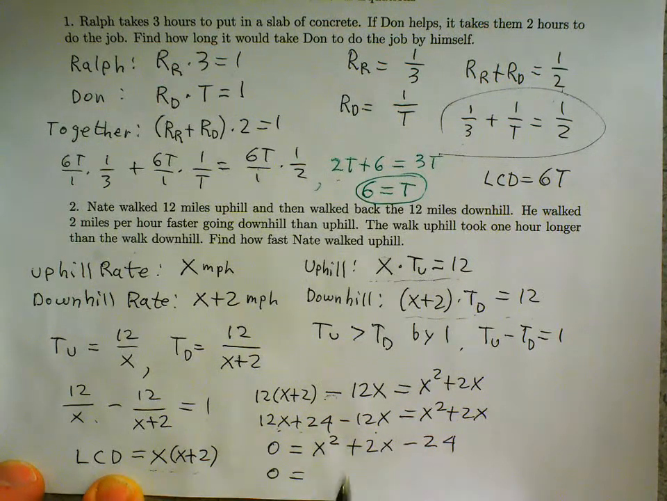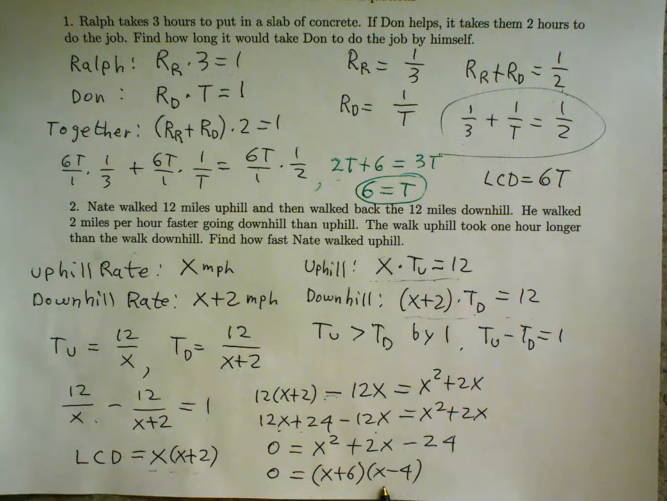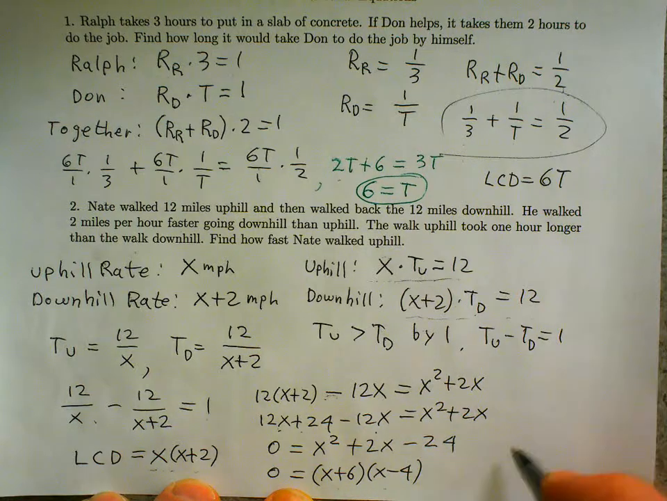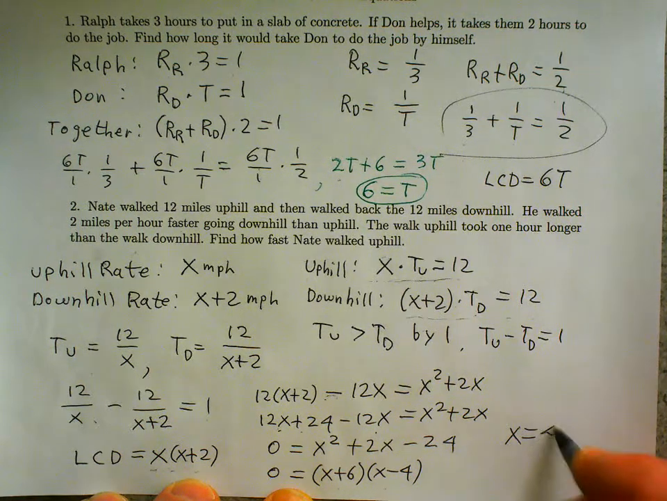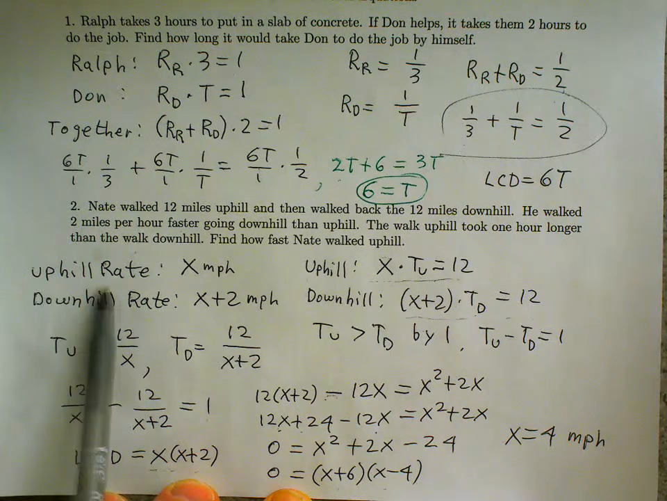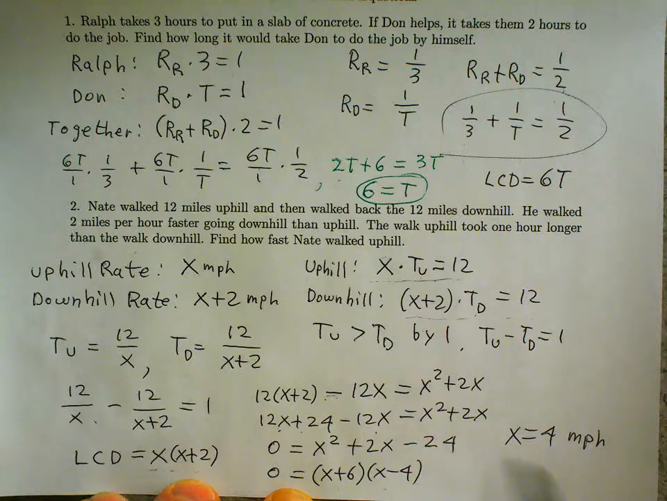And we can easily solve this equation by factoring. The left-hand side is 0. The right-hand side in factored form is x plus 6 times x minus 4. One of the solutions is negative 6. That can't be the answer. The other solution is x equals 4. So the rate going uphill is 4 miles per hour.